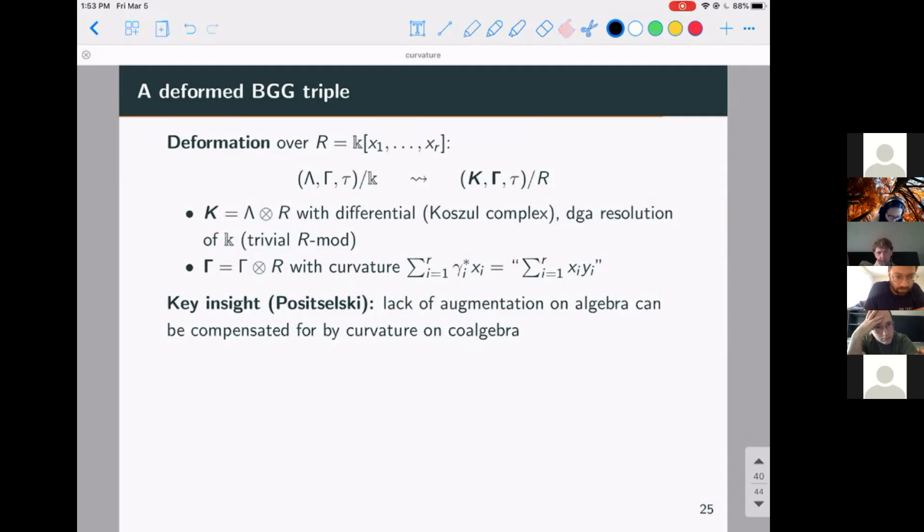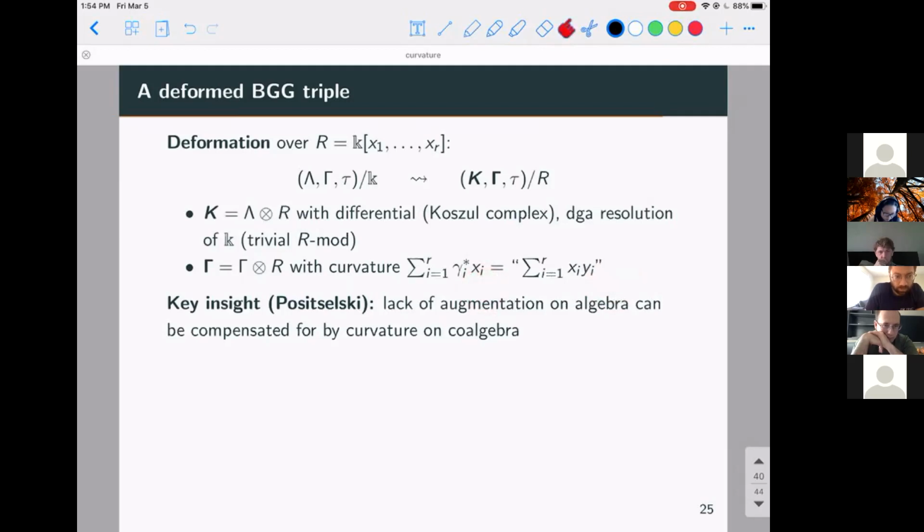On the algebra side, the exterior algebra gets tensored with R, and then I equip it with a differential so as to make the Koszul complex, which is a DGA resolution of the trivial R module. Then it turns out that on the coalgebra side, after tensoring up to R, you should place not a differential but a curvature.